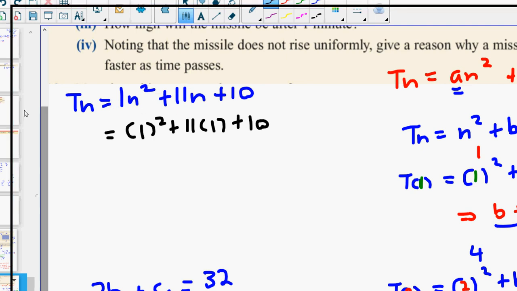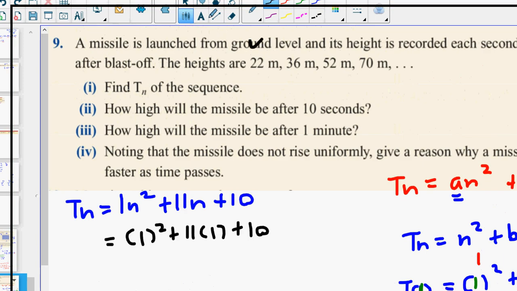22. I always do it twice. Now I'm going to try 2 squared. What's 2 squared plus 11 times 2 plus 10?